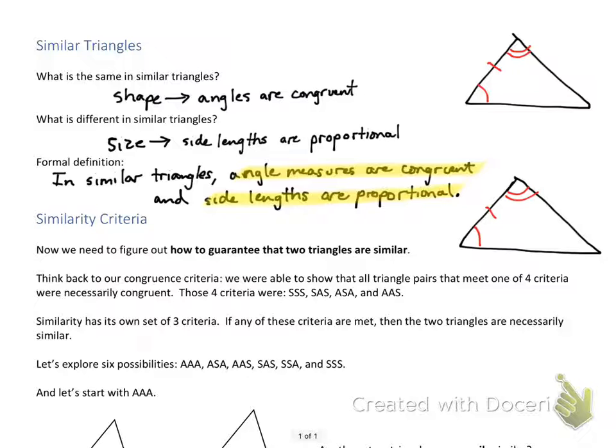So we've got 6 ways of combining information here. The possibilities are angle, angle, angle; angle, side, angle; angle, angle, side; side, angle, side; side, side, angle; and side, side, side. And you'd have to think back a while ago. But we looked at all 6 of these possibilities, and we determined there were only 4 that worked for congruence. Let's see how it works.